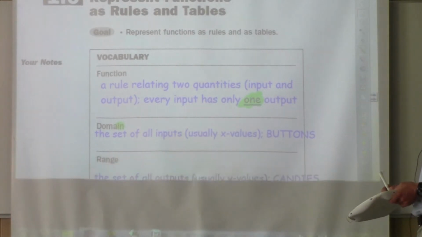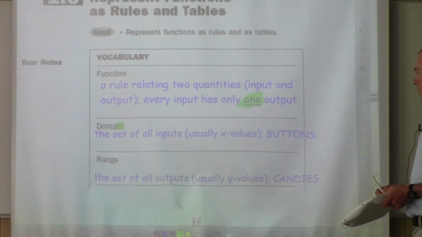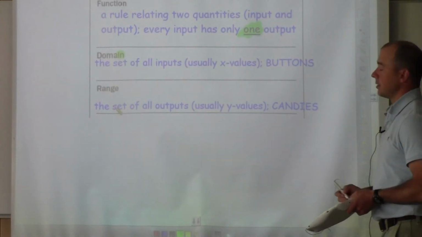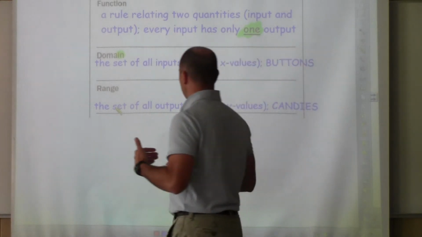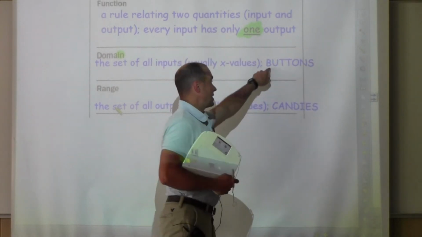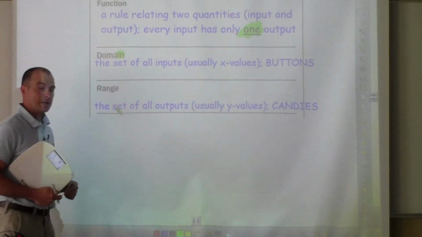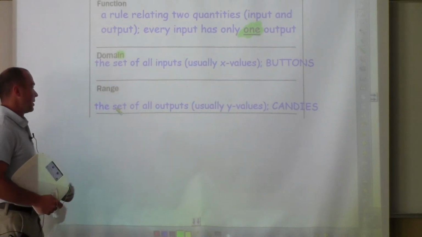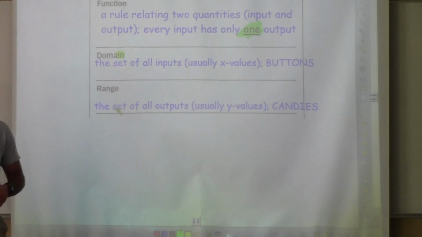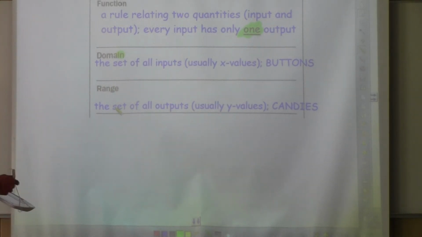And the opposite then is the range. So whereas domain is everything that can come in, range is everything that can come out. So on a vending machine, we press in the buttons and out comes the candies. All the different types of candies that could come out would be considered the range. In mathematical terms, it's going to be the set of all of our outputs, usually our y values in algebra.